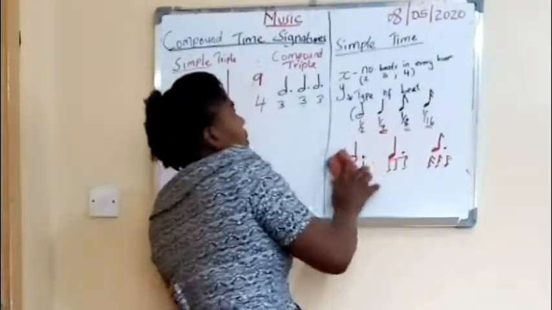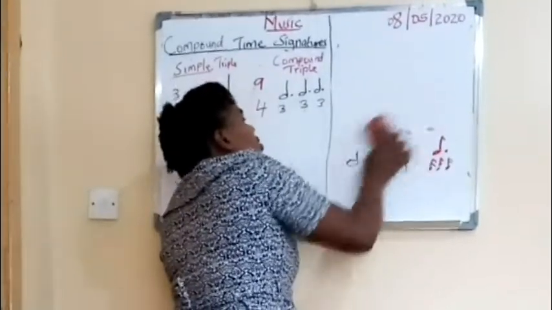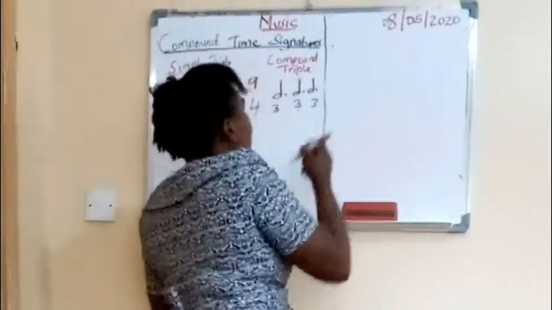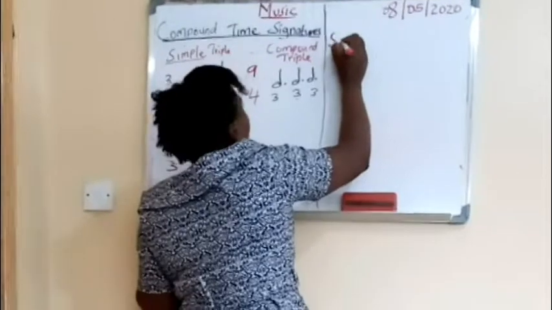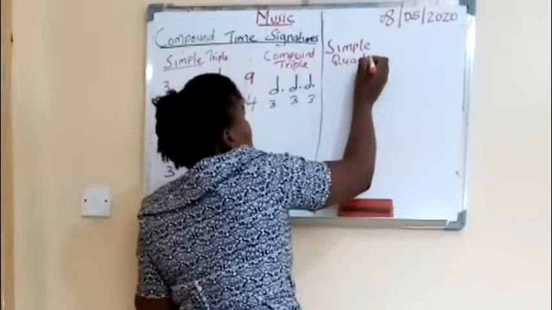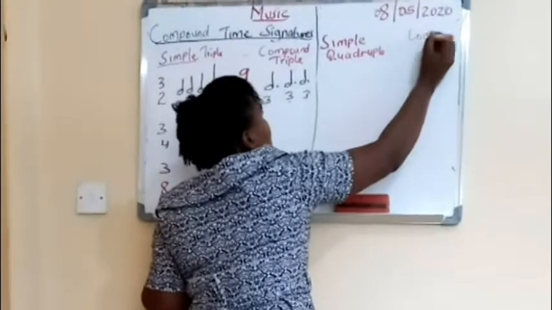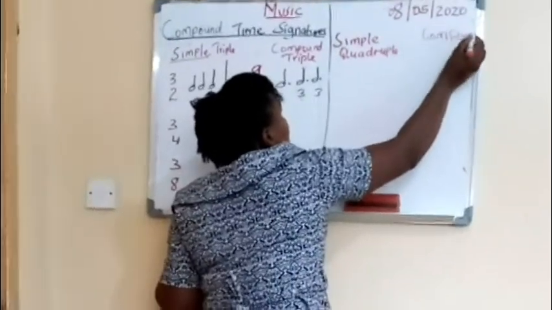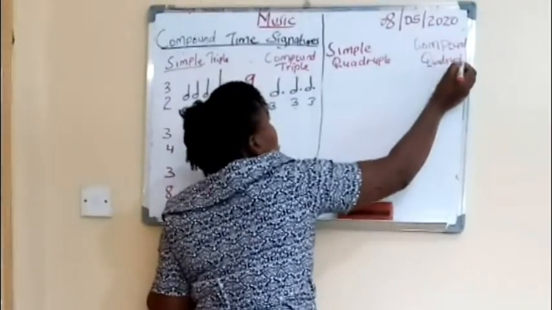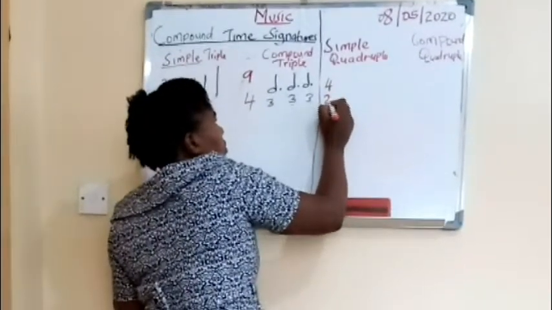And here, the same thing, you are going to change simple quadruple time to compound quadruple time. So again you start with 4, 2.